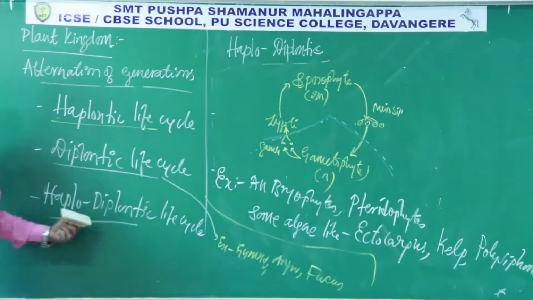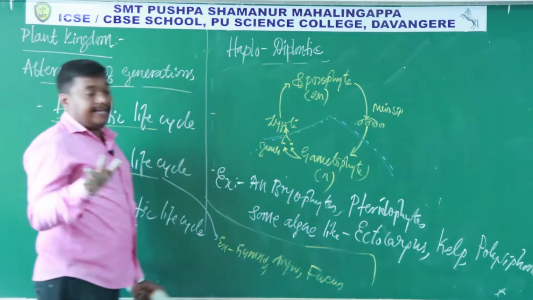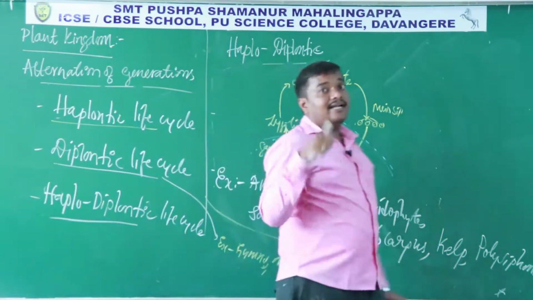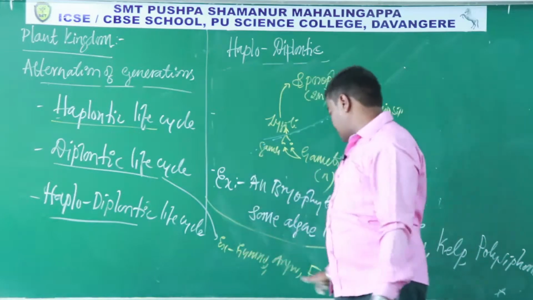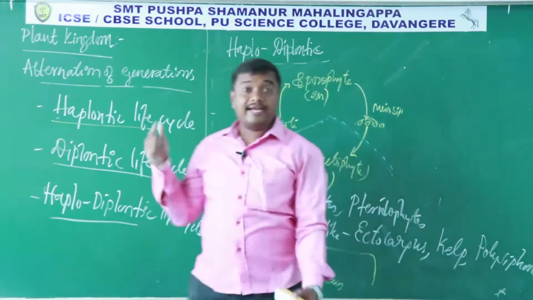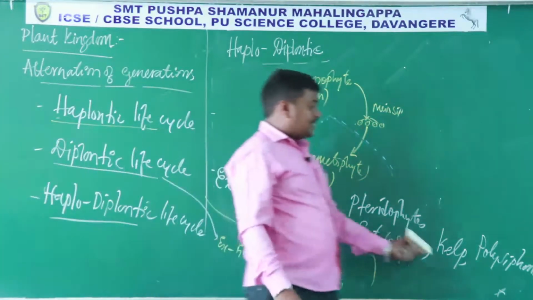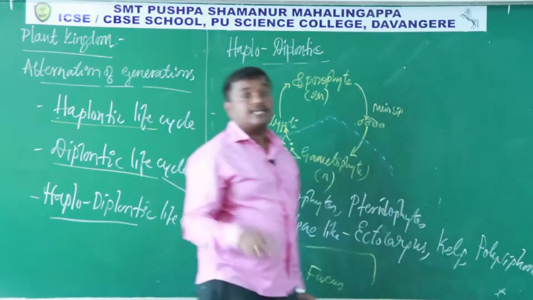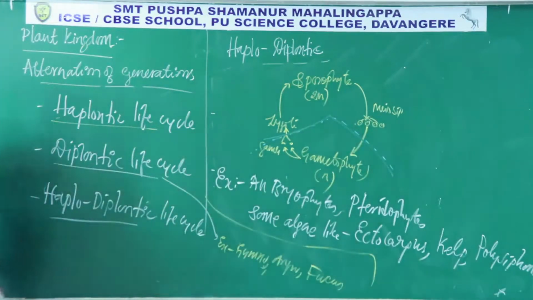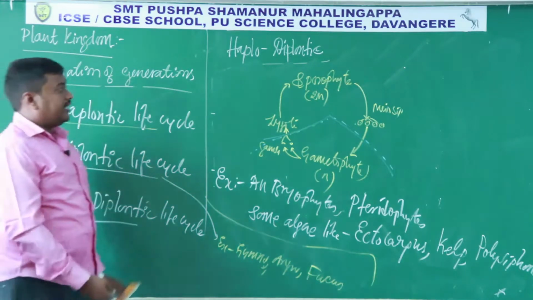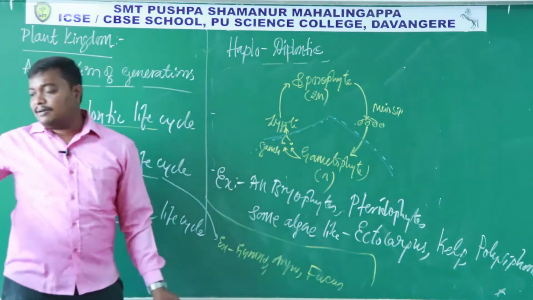Three types of life cycles are observed in algae: haplontic, green algae; diplontic, Fucus, that is also brown algae; and haplodiplontic, that is Ectocarpus, kelp and Polysiphonia. Here Polysiphonia is red algae. Okay, all the types of life cycles are observed in algae. Okay, so this is about the alternation of generations in plant kingdom.